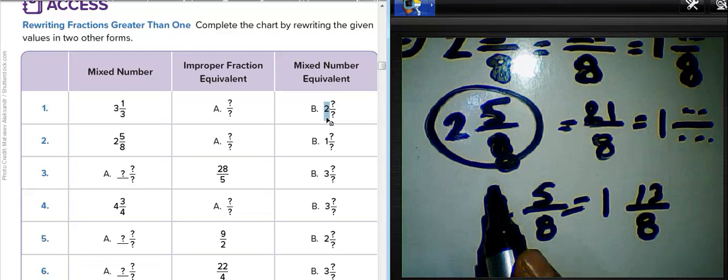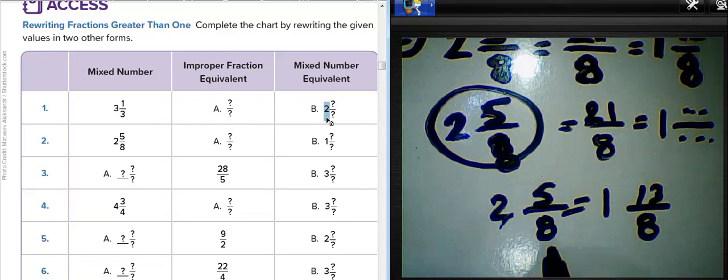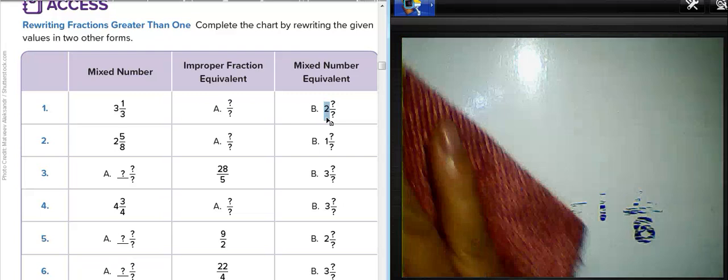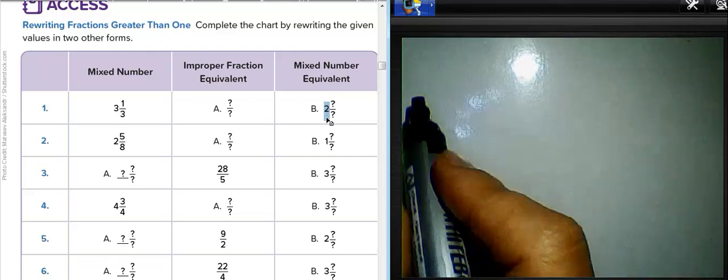1 from 2 will be 1, and 1 equals 8 over 8. 8 over 8 plus 5 over 8 equals 13 over 8. So the result will be 1 and 13 over 8. Okay, another example. Question number 3.